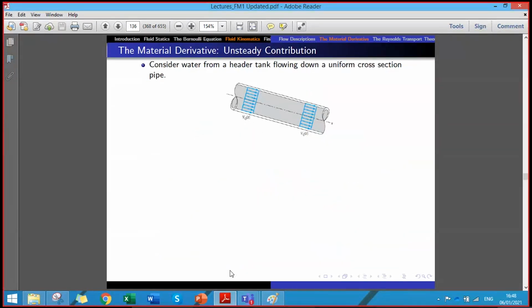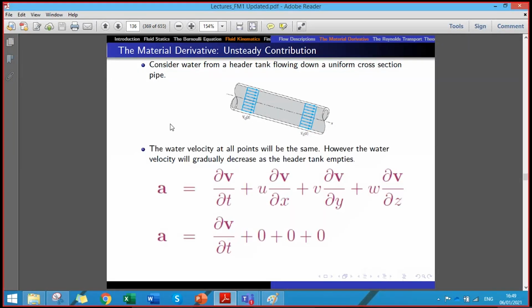We discuss it with the help of two examples. Consider water from a header tank. Let's say this is a header tank and the water is flowing in this pipe. The cross section of this pipe is fixed, so there will be no change in velocity with respect to change in length. If I write the acceleration field for this, there is no change in velocity with change in x, y and z, which means velocity is constant with respect to x, y, and z. If it's constant, these terms will be 0. The spatial contribution will be 0. Is it clear?